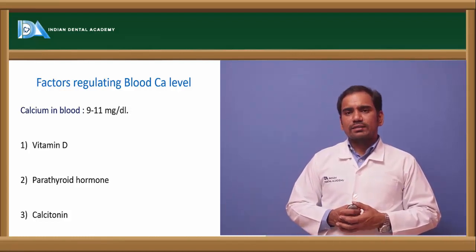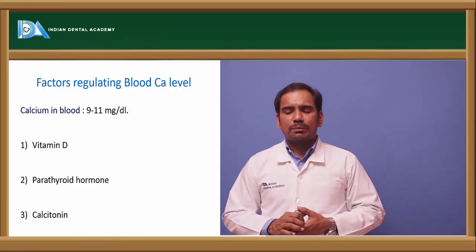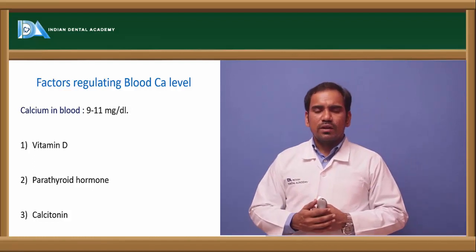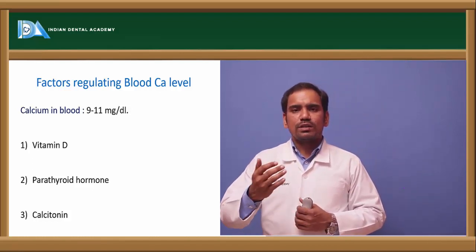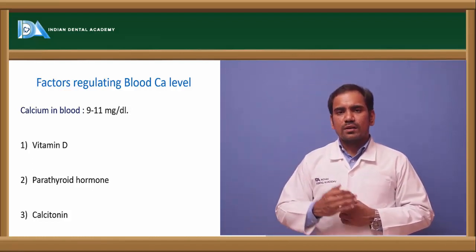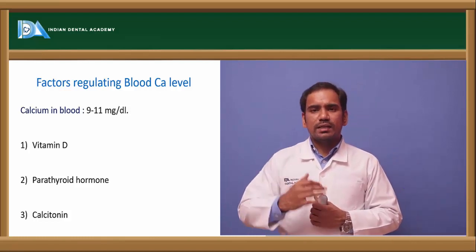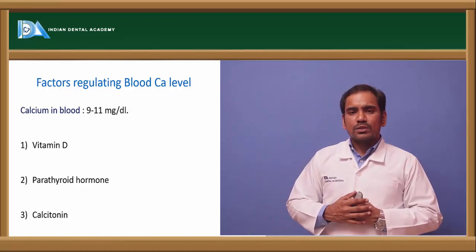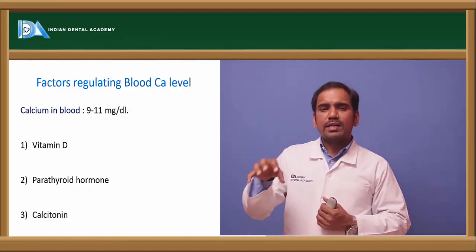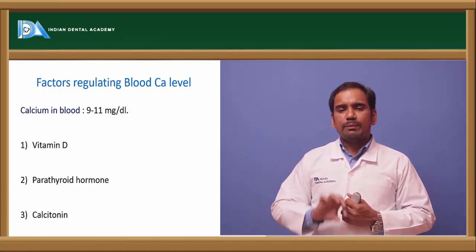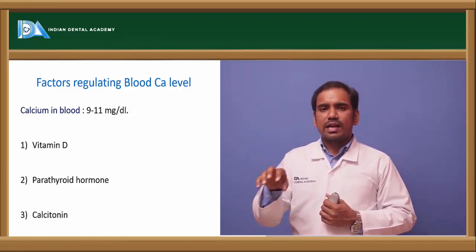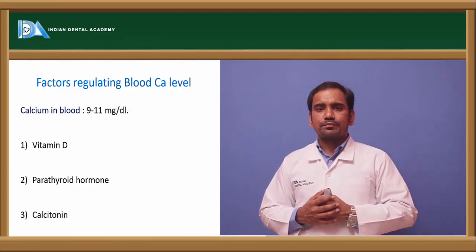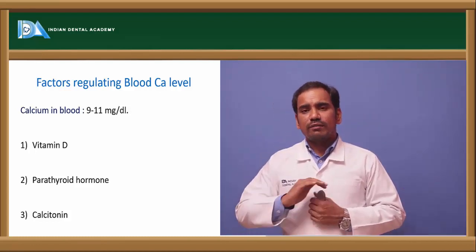Coming to another factor, calcitonin. We have seen that vitamin D and parathyroid hormone increase the blood calcium level, whereas calcitonin is an antagonist to these two factors. Those two will increase the calcium level, whereas calcitonin decreases the calcium level. It increases the mineralization of the bone, right? So it deposits that calcium, uses that calcium for bone formation. So this is how calcitonin affects the calcium level.